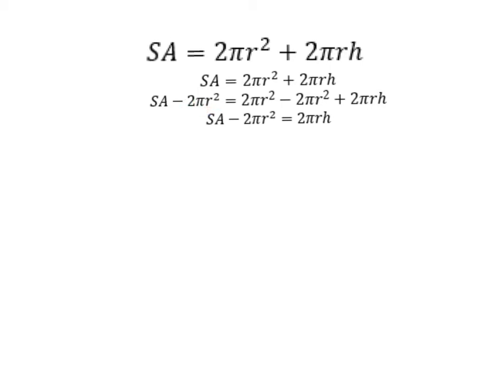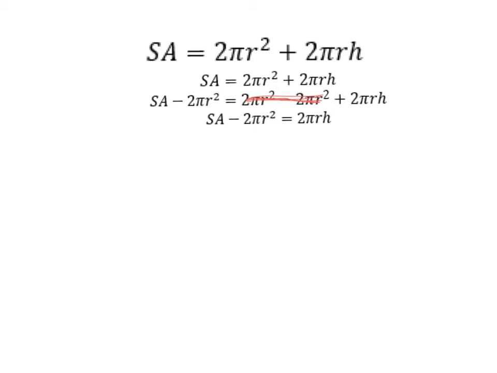On the left side you can see surface area minus 2 pi r squared equals 2 pi r squared minus 2 pi r squared plus 2 pi r h. The 2 pi r squareds on the right hand side cancel out because 2 pi r squared minus 2 pi r squared is going to give us 0. So we can cross those out. And then what we are left with is surface area minus 2 pi r squared equals 2 pi r h.